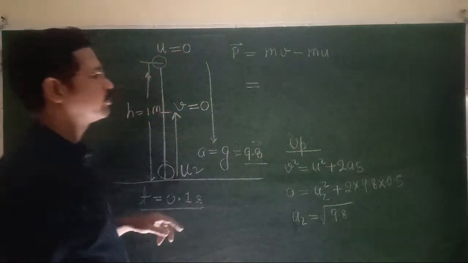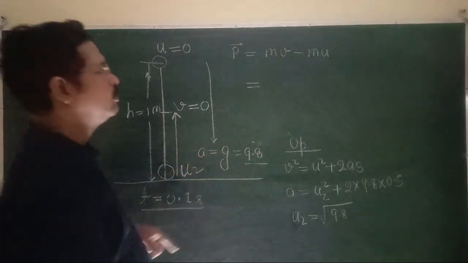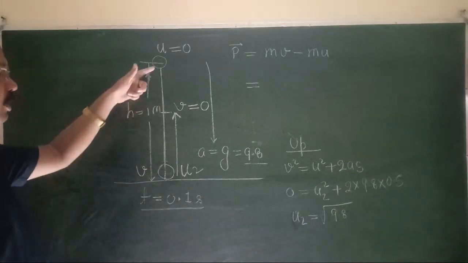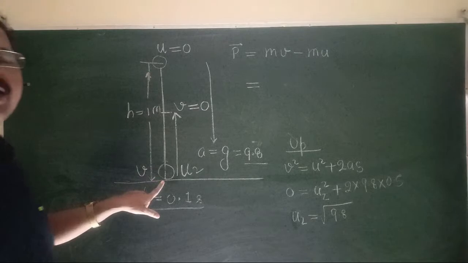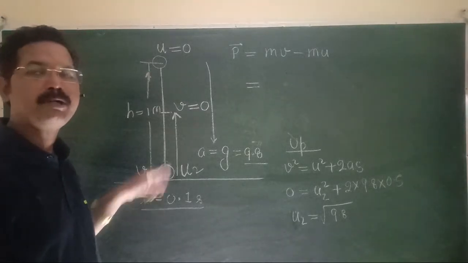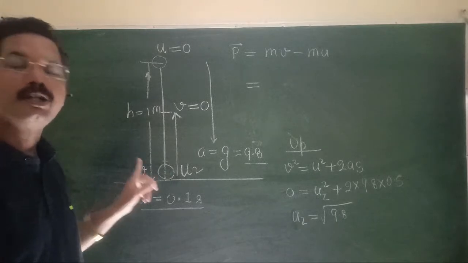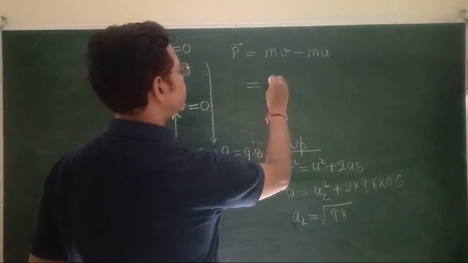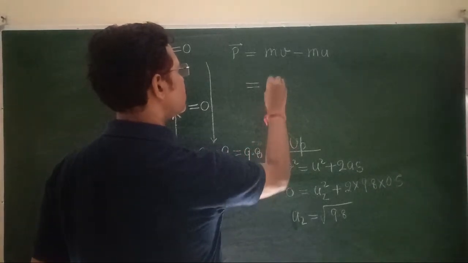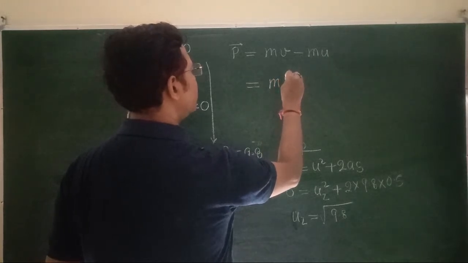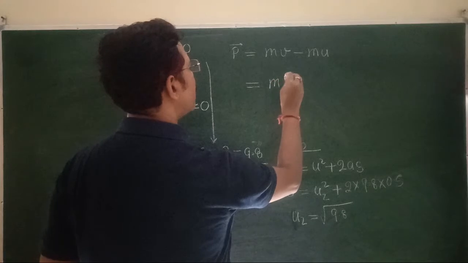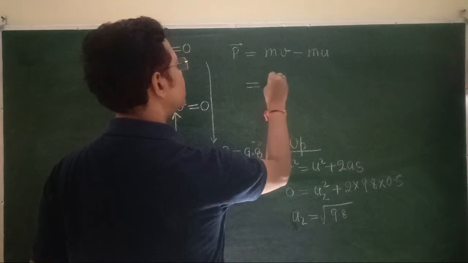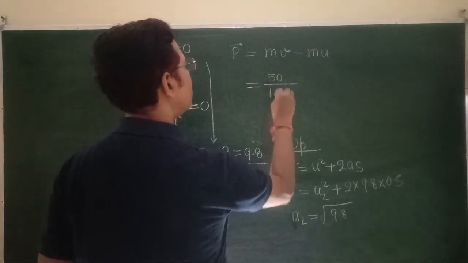Again, mv is how much? V was here. A certain velocity is needed to strike. After striking, velocity becomes 0. But before the strike, there is velocity under root of 19.6. So mass is how much? Mass is common here. I am writing here, mass taking common, and this mass is basically 50 gram upon 1000.